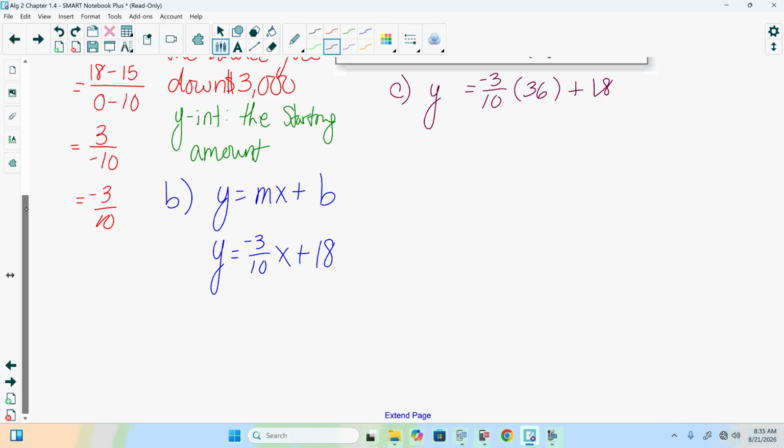Yeah, so let's actually do this here. Looking at this equation, are there any variables on that side? The only variable we have is our y, -3/10 times 36 plus 18.